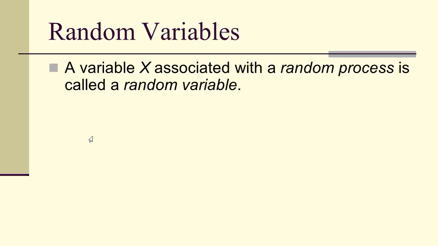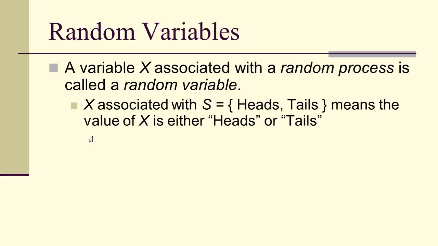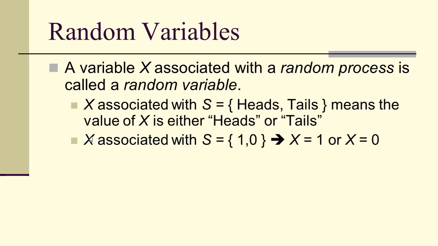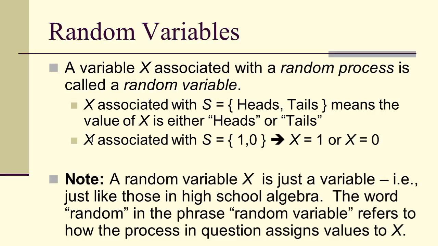A random variable is simply associated with a random process. So for instance, if we have S as heads or tails, and x is associated with S, then x is either a heads or a tails. If x is associated with the sample space S equals {1, 0}, then x is either 1 or 0. A random variable is just a variable. The word random simply refers to how the variable obtains its values.